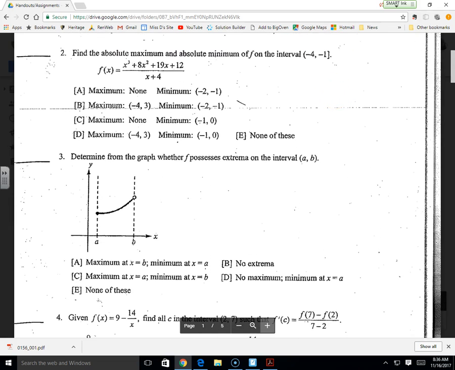Here we go. Number 2, absolute extrema, on the interval (-4, ...). Oh gosh, it looks nasty, right? It's just a polynomial, but it's disgusting. Question: isn't the top bigger than the bottom? Yeah. Let's divide.